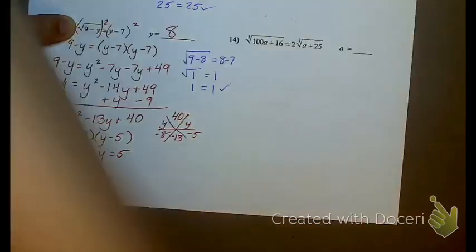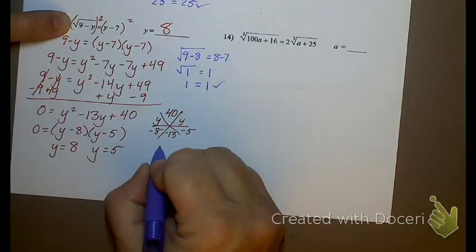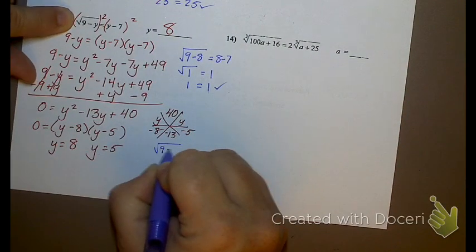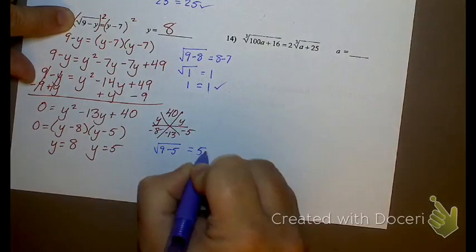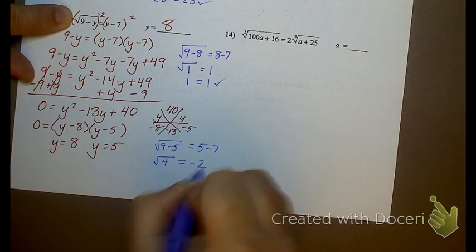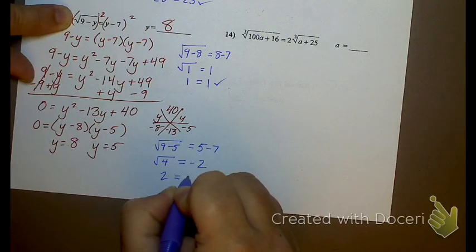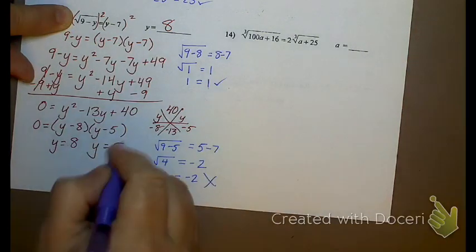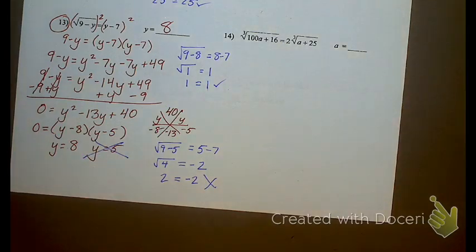What about 5? If I check out 5, square root of 9 minus 5, does that equal 5 minus 7? 9 minus 5 is 4. 5 minus 7 is -2. That one does not check out, so I have to throw out that answer. So the only one that I would type into the answer blank would be 8.